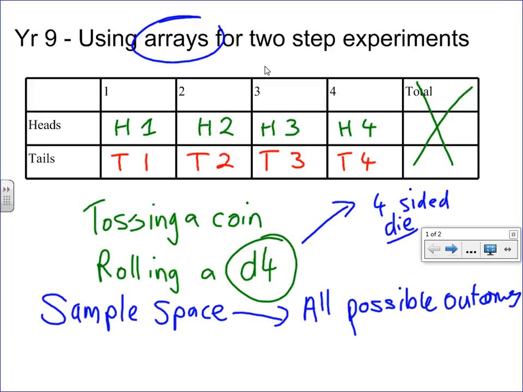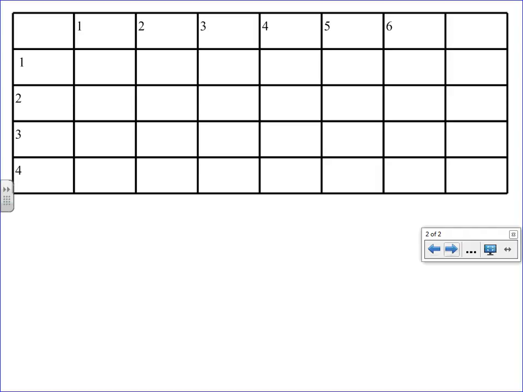So what we're going to do in a little bit of time is I'm going to give you an experiment to complete and you're going to create an array. But first of all, let's have a look at an experiment where we have to do something a little bit different. In this one, we've got a D4 and a D6, a four-sided dice and a six-sided dice, and we're adding the two together. We're writing down our results.